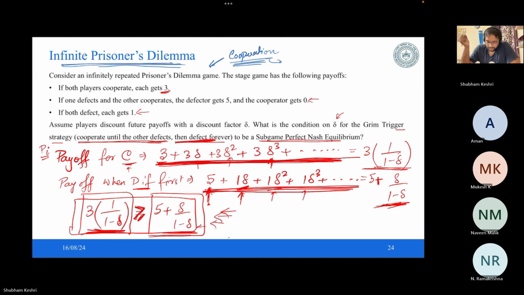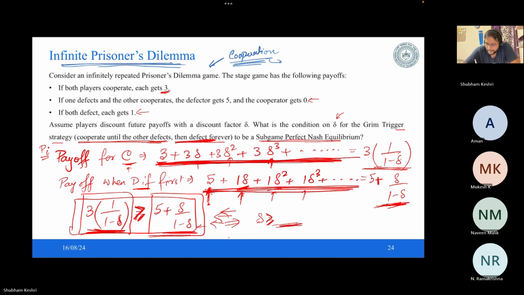Okay. So if you solve this, you will get a value of delta. I'm not solving this because it will be time taking, but this is just a linear expression in delta. Not linear, it is quadratic. Never mind, you will get a value of delta which is greater than some value.